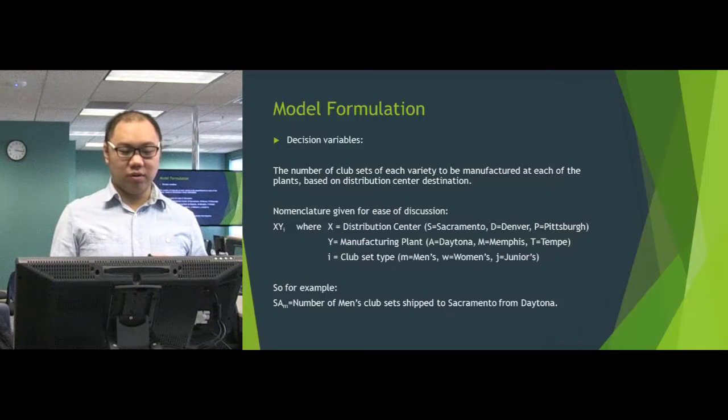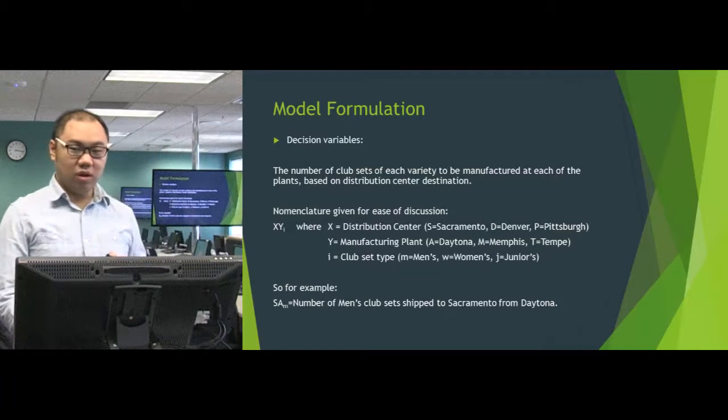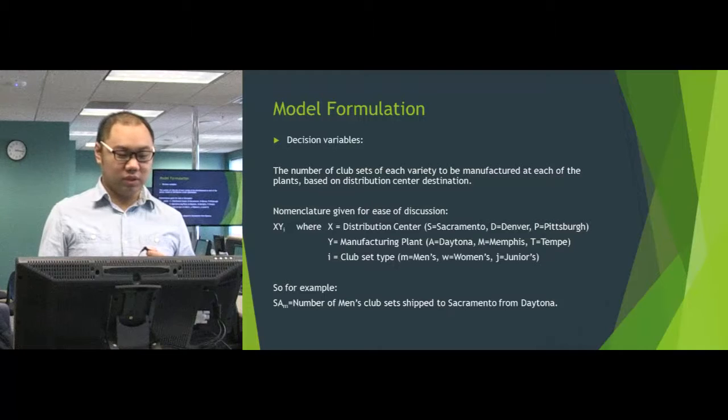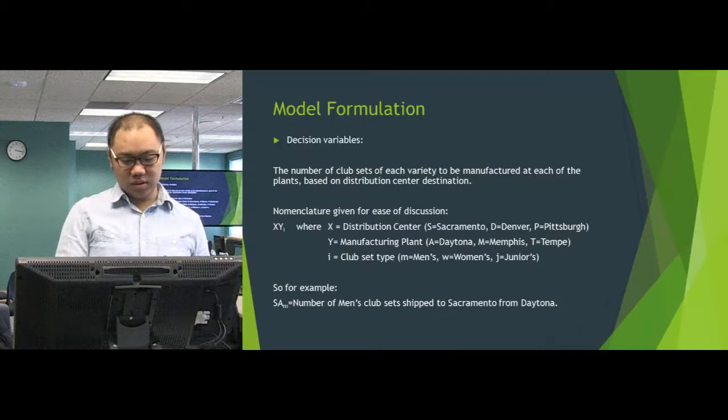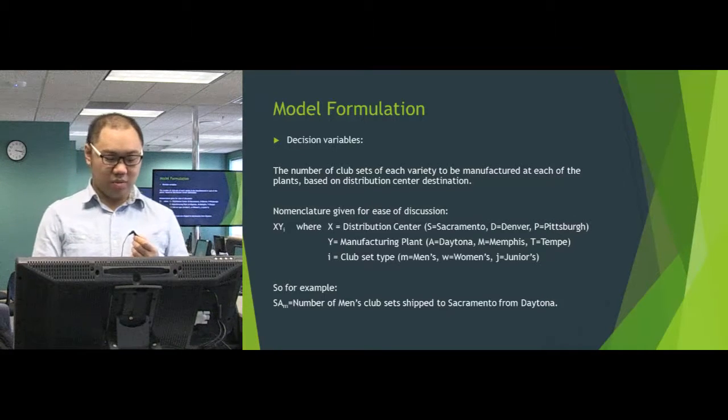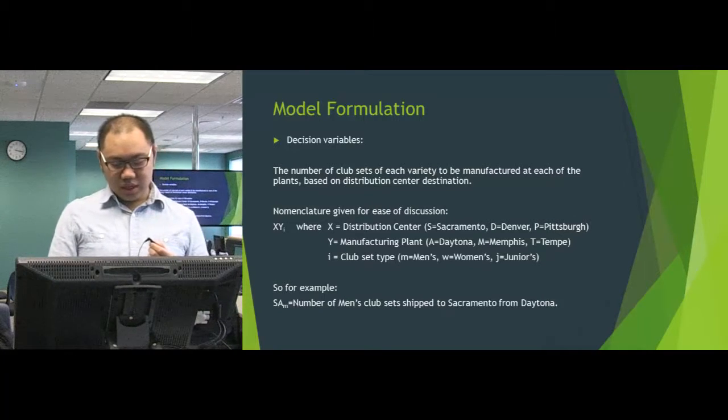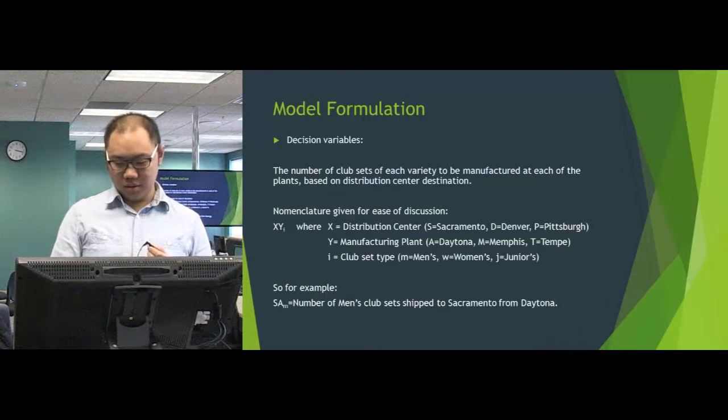Now I will talk about the model formulation. So if you want to build a model, first you need to know the decision variable. We set the distribution center equal X and the manufacturing plant equal Y, and we set club set type is Y. So this is for example, like SAM means numbers of men's club set shipping from Sacramento from Daytona.